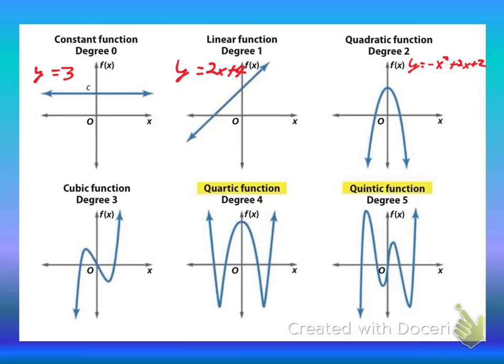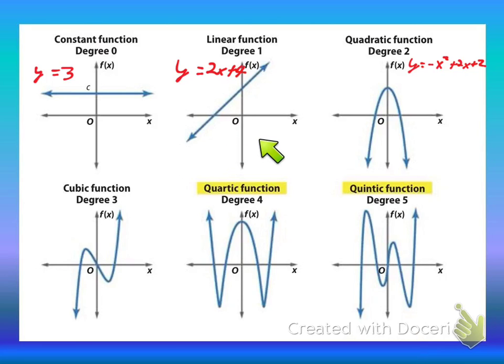Let's stay there for now. Kind of ignore this one; just remember it's a constant. You have a degree of 0. Now remember what degree means. Degree is your what? The biggest exponent. This one's a degree of 0 because it doesn't have an x, there's no exponents. Linear has degree 1, because it's got 2x plus 4. Quadratic, degree 2, y equals negative x squared, and so on.